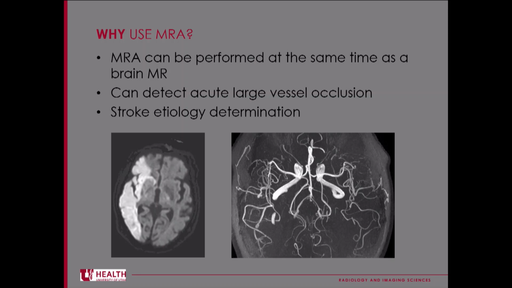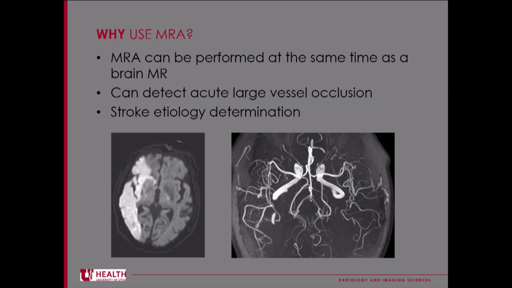And so by adding on an assessment of the vasculature at the same time as getting a brain MR, we can really do two things at once: get a very accurate assessment of the degree of stroke burden or infarcted burden, and then also look for large vessel occlusion or stenosis or any other potential contributors to the acute ischemic stroke.